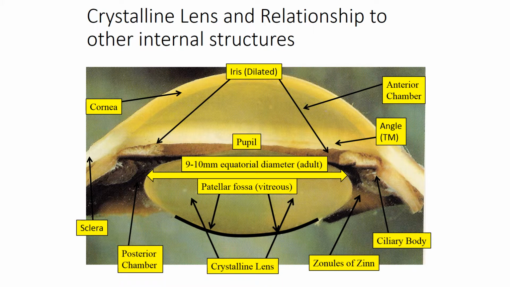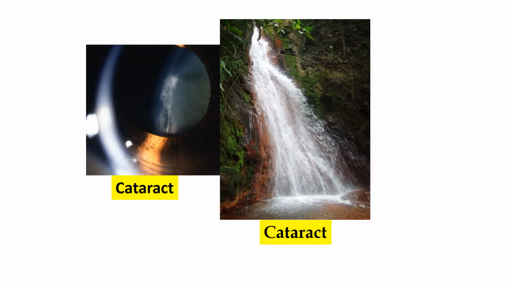It's a little bit smaller in a child, but it does grow kind of like a tree trunk every single year, and is one of the reasons why we lose our ability to focus up close with time. So cataract comes from the word cataratas, which means waterfall, and you can notice this cortical cataract on your left-hand side, which kind of looks like a waterfall.